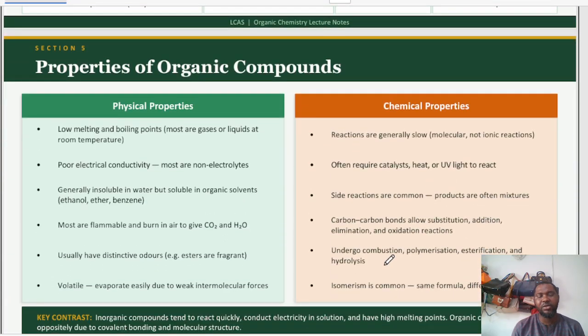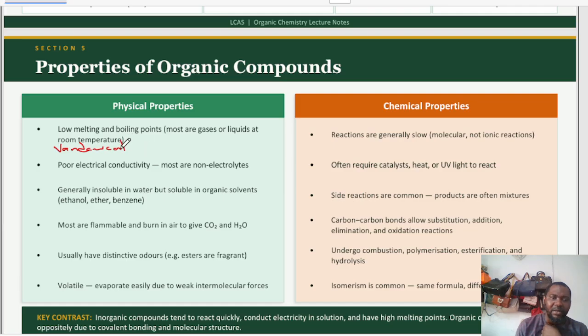Okay, so here now leads us to the properties of organic compounds. There are certain properties that are general to organic compounds and very important for us to note. One of those properties is that generally they have low melting and boiling points. Very important. Most of them are gases or liquids at room temperature. In case you're asked, the property that affects the boiling point and melting point of organic compounds is called van der Waals forces.